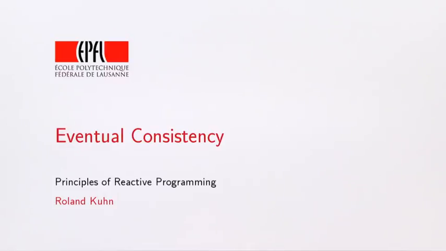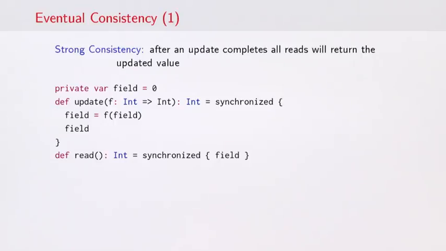The cluster is one example of a system which is eventually consistent, and in this lecture we will look at what that means. When we made our bank account thread safe by introducing synchronization, we made it strongly consistent. That means that after an update to the field, all subsequent reads will see the updated value. You can see here a minimal example of such a system. We have a private field, accesses to which are protected by synchronization, and the update method accepts a function which transforms from the current field value to the new one.